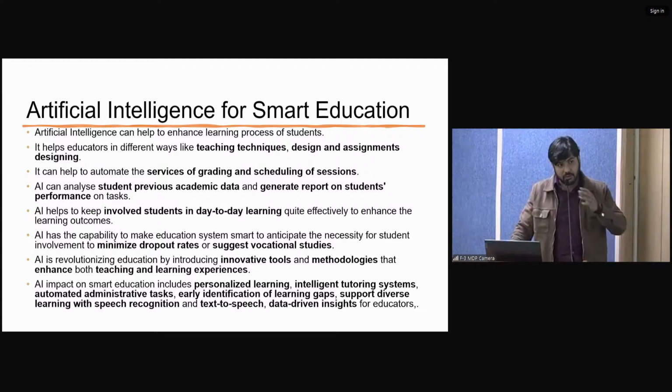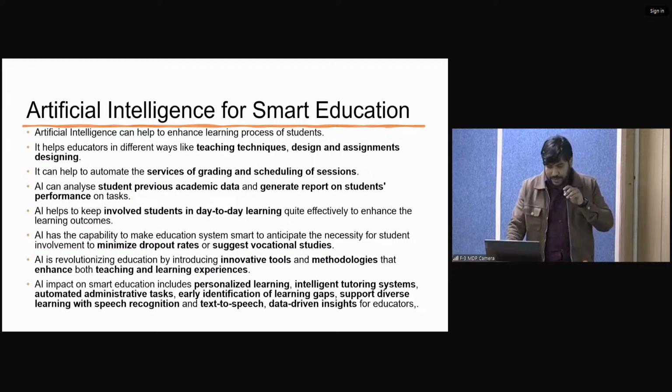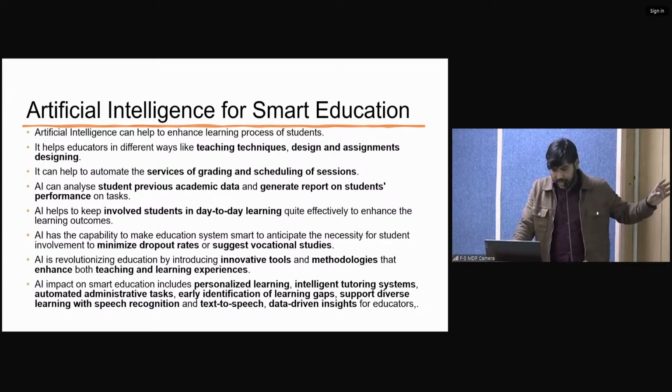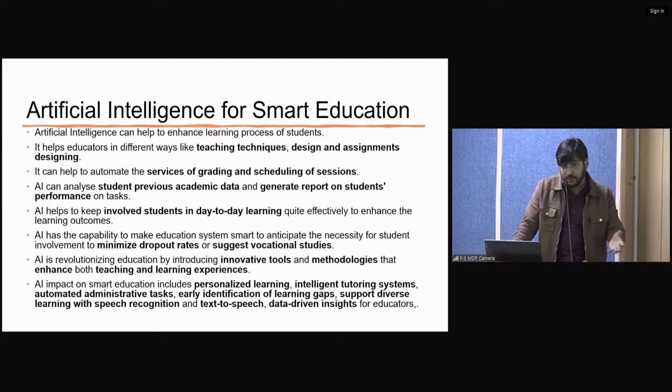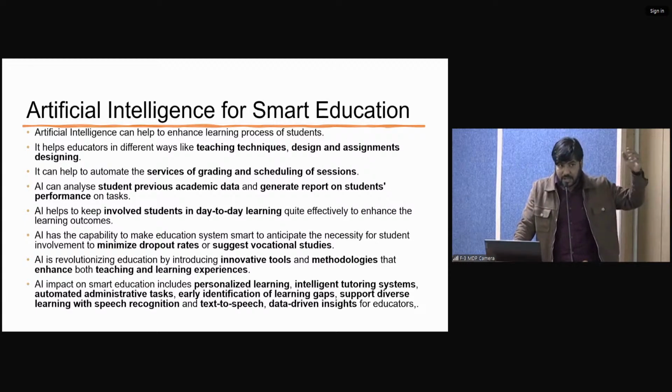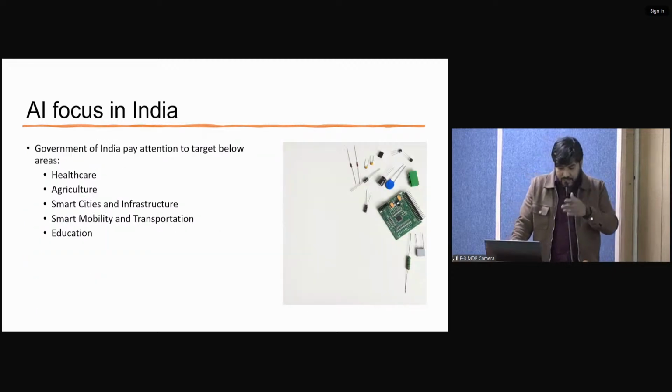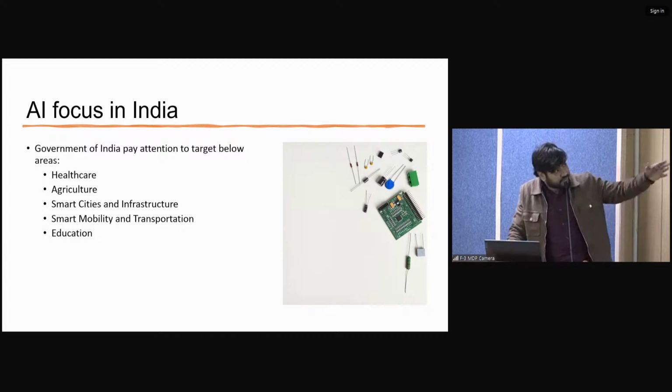Maybe a lot of things will be performed and a lot of things will happen in a positive way, with a positive approach. Right. So a grading system, minimizing dropouts, and suggesting vocational studies, all of that information can be predicted using an AI model. The demographic location, their financial conditions, their academic reports, all these things can be covered by AI.